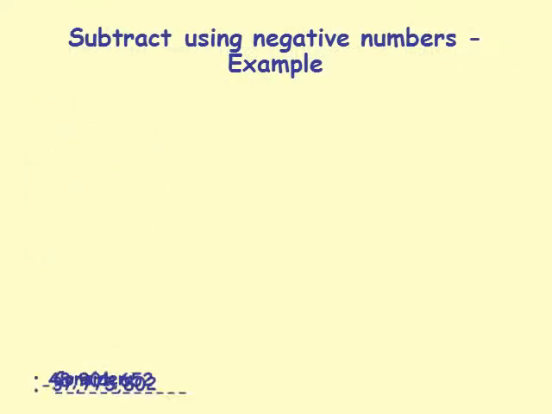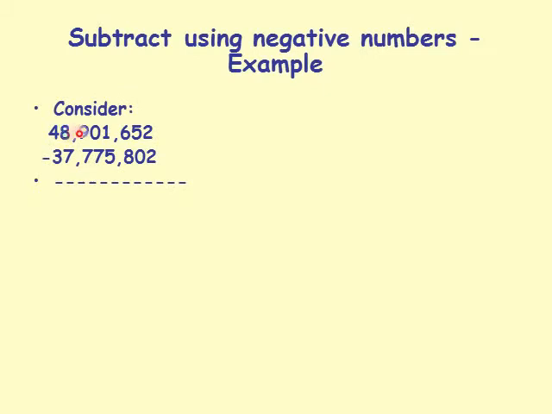Let's consider an example. The example is 48901652 minus 37775802. We are going to subtract this 8-digit number from another 8-digit number. So subtract from left to right. In this, using negative numbers, I have no borrows to worry about and I can do left to right, right to left, either way.